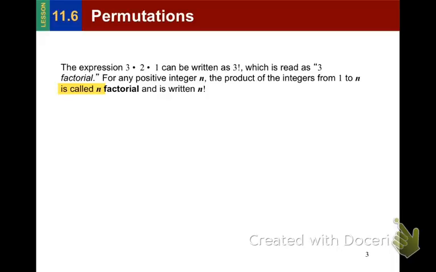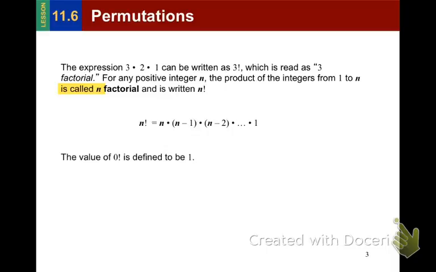The expression 3 times 2 times 1 can be written as 3 with an exclamation point, and it's read 3 factorial. For any positive integer n, the product of the integers from 1 to n is called n factorial, written n!. So it's basically taking n, times n minus 1, times n minus 2, until you get down to 1.